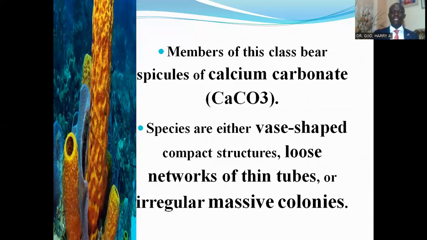Members of this class bear spicules of calcium carbonate. Their spicules or skeletons are made up of calcium carbonate. Species are either vase-shaped compact structures, loose networks of thin tubules, or irregular massive colonies.